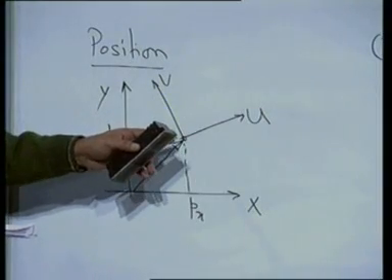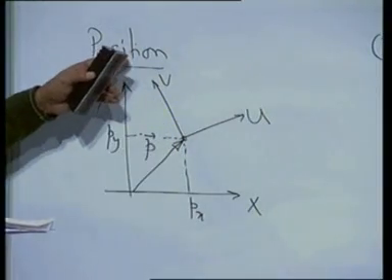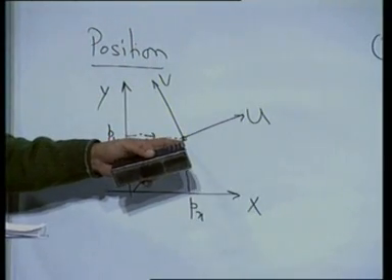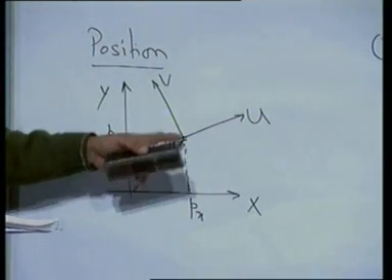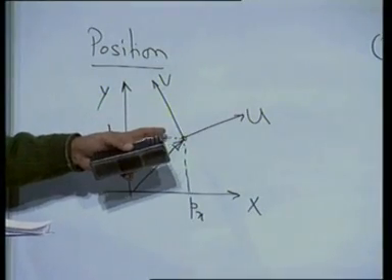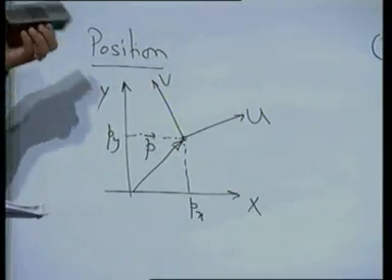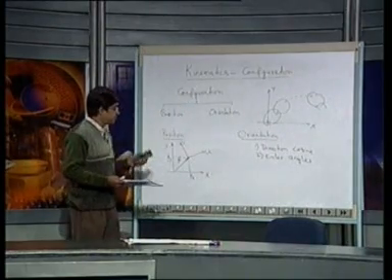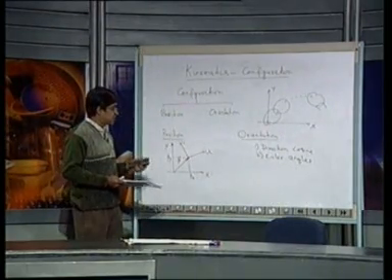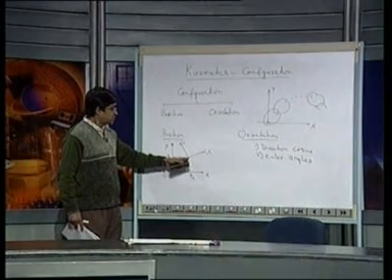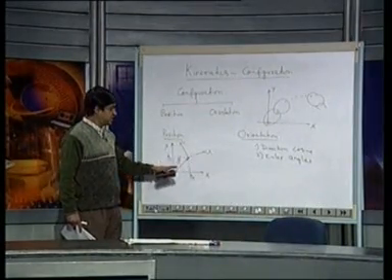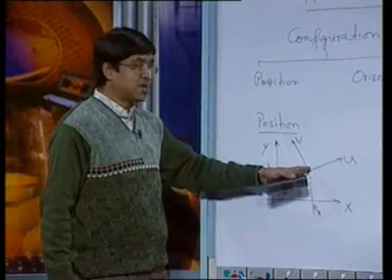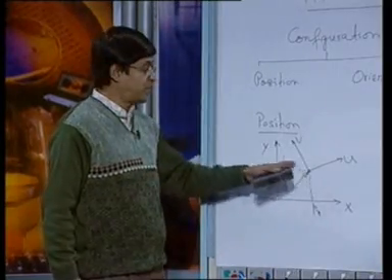Now, when you say configuration, as I just said, it consists of position and orientation. Position means the position of the origin of this moving frame u, v, w. Orientation means how it is oriented, position means how it is placed. So, let us talk about the position first. Let us say the position of this origin is indicated by a vector p, and this point has components p x and p y.